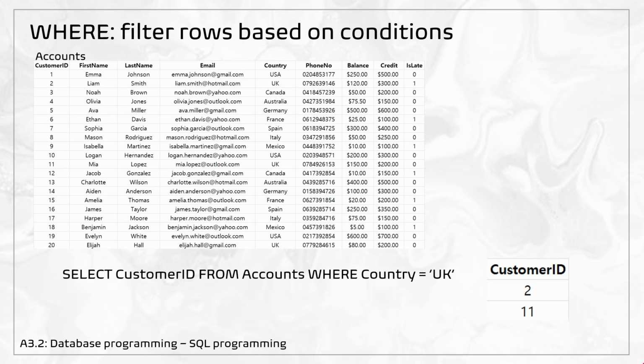And then we can also zoom in on certain columns if we want to. So here, if we only want the customer IDs of the 2 customers that are from the UK, we can replace the star that was previously here with customer ID, and it'll only give us the customer IDs right here.